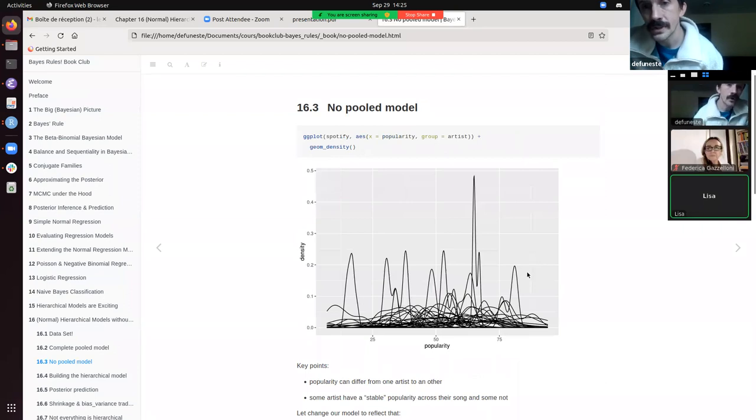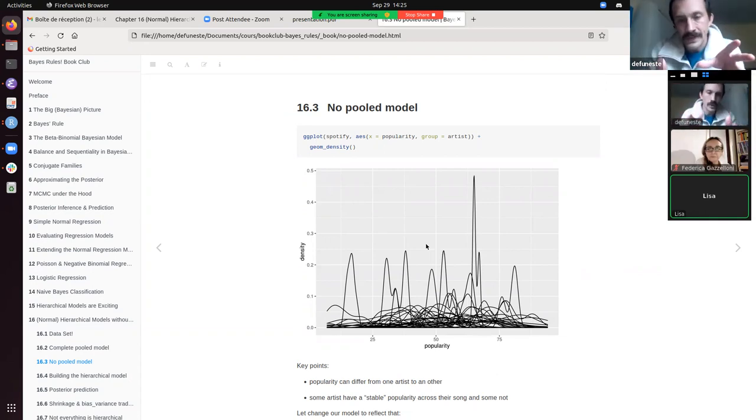Okay, then we go with the no pooled model. So here, if we remember correctly, what we are doing is building a model for every artist. That's why if we want to check, this is basically the density plot for every artist, and we see we have a few.